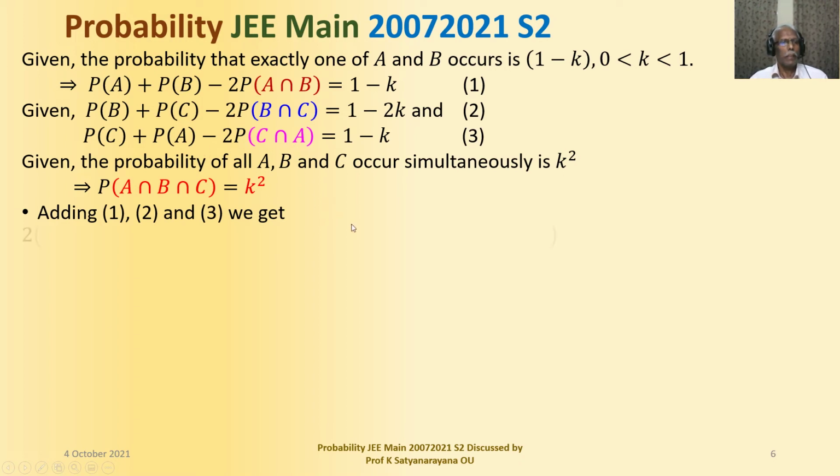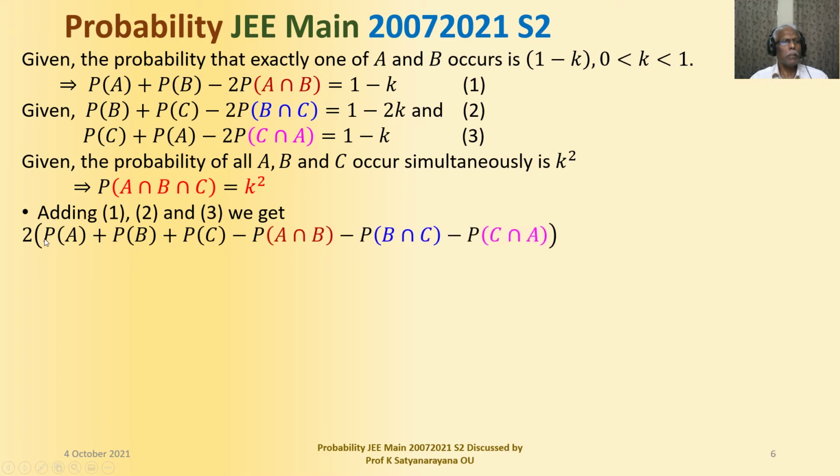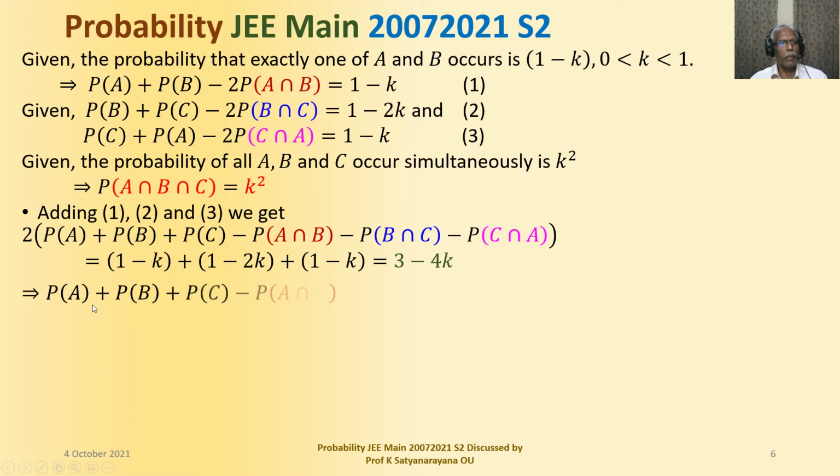2 is common. Take out 2 common. Probability of A plus probability of B plus probability of C minus probability of A intersection B minus probability of B intersection C minus probability of C intersection A is equal to the sum of 1 minus k, 1 minus 2k, 1 minus k. So you add them, you will get 3 minus 4k. And send this to the other side, and you will get probability of A plus probability of B plus probability of C minus probability of A intersection B minus probability of B intersection C minus probability of C intersection A will be (3 minus 4k) by 2.